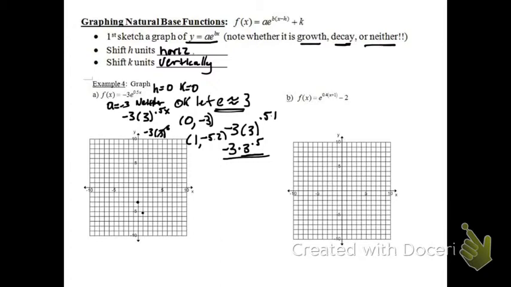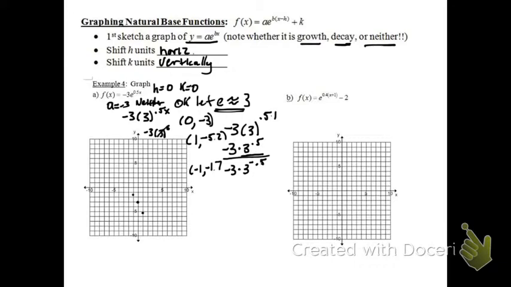I'm going to plug in negative 1 and see what we get. If I plug in negative 1, that's going to be negative 3 times 3 to the negative 0.5 power. If you type this into your calculator, negative 3 times 3 raised to the negative 0.5 power, you get negative 1.73, or about negative 1.7. So negative 1, negative 1.7 is right about there.